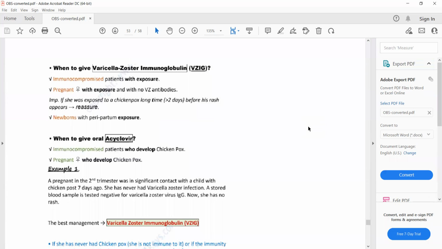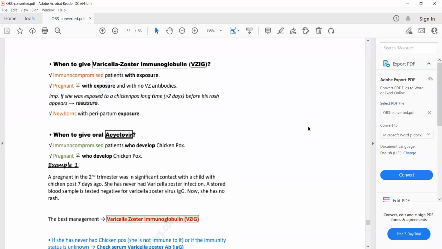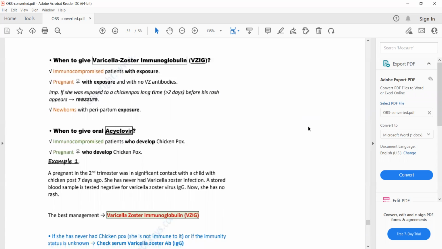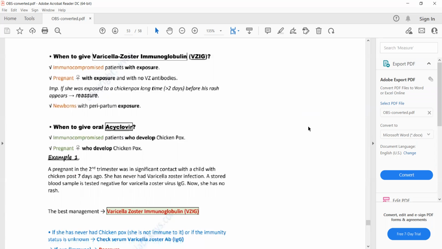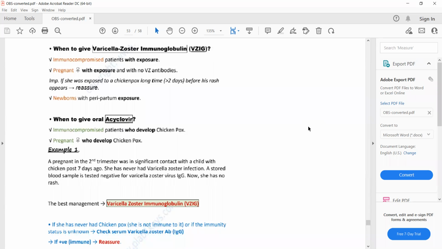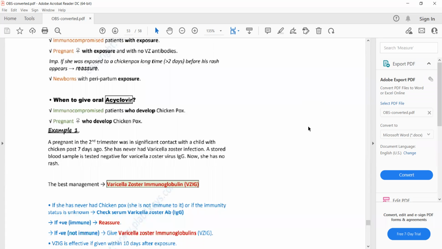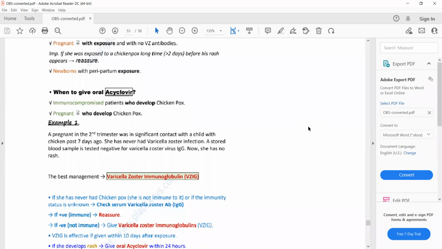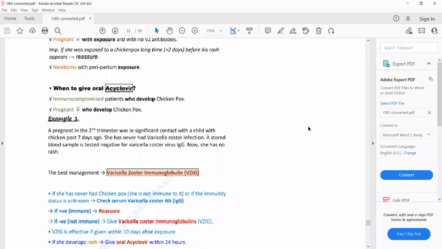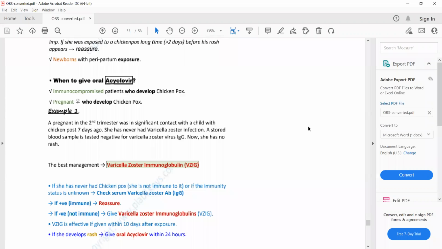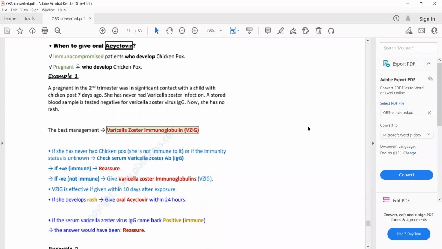We have already discussed when to give varicella zoster immunoglobulins. If an immunocompromised person, a pregnant woman or a newborn is exposed to varicella zoster, then give immunoglobulins. And if an immunocompromised or pregnant person develops chickenpox, then we need to give acyclovir.